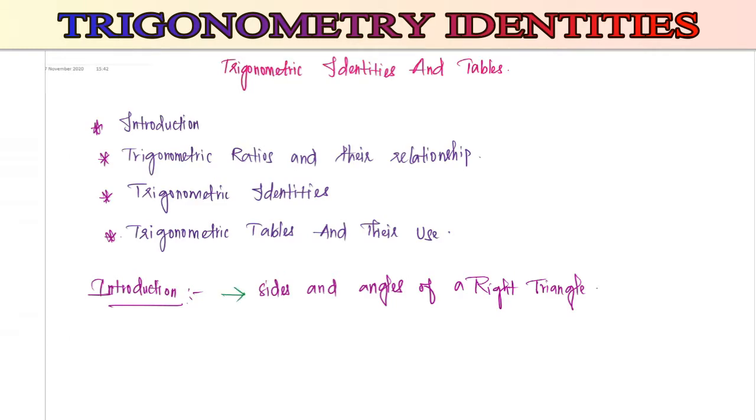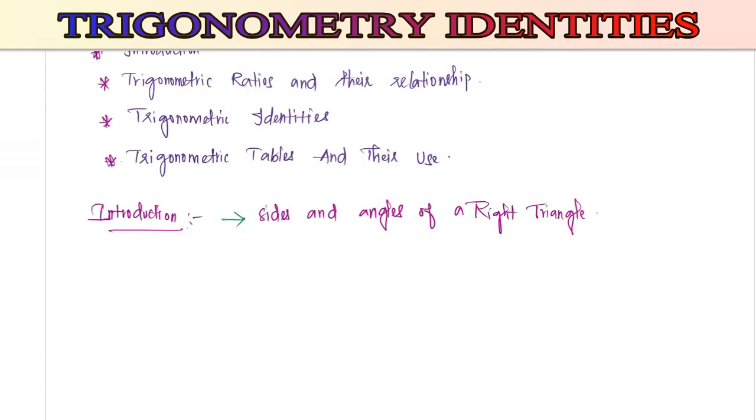In the previous class, we have discussed trigonometric ratios and trigonometric ratios of complementary angles. In this chapter, we shall study the basic trigonometric identities and use them in simplifying trigonometric expressions. We shall also learn how to use the trigonometric tables of natural sine, cosine and tangent. Before doing this, let us first know some basic concepts that you have already studied in the previous class. The first concept, trigonometric ratios and their relationships.